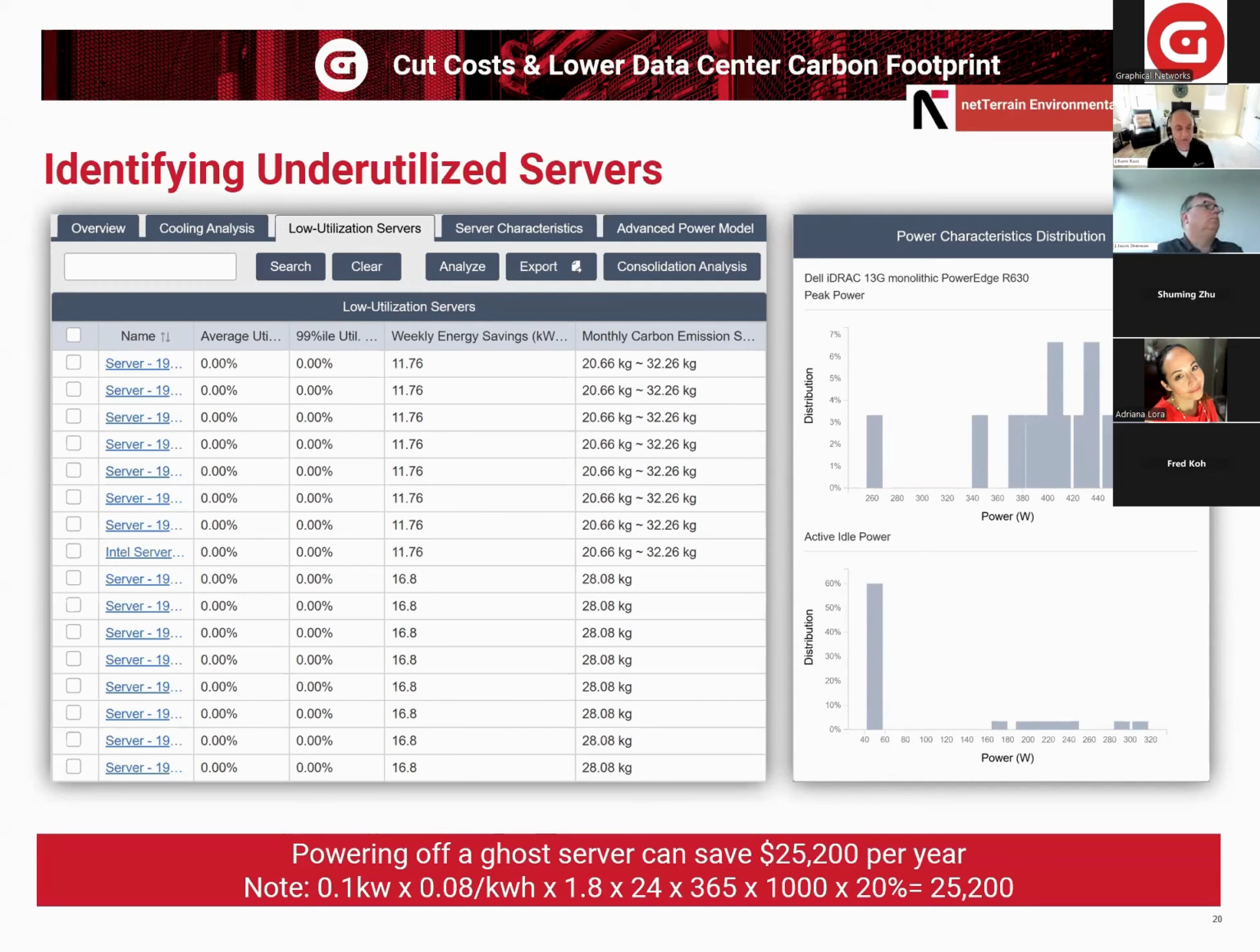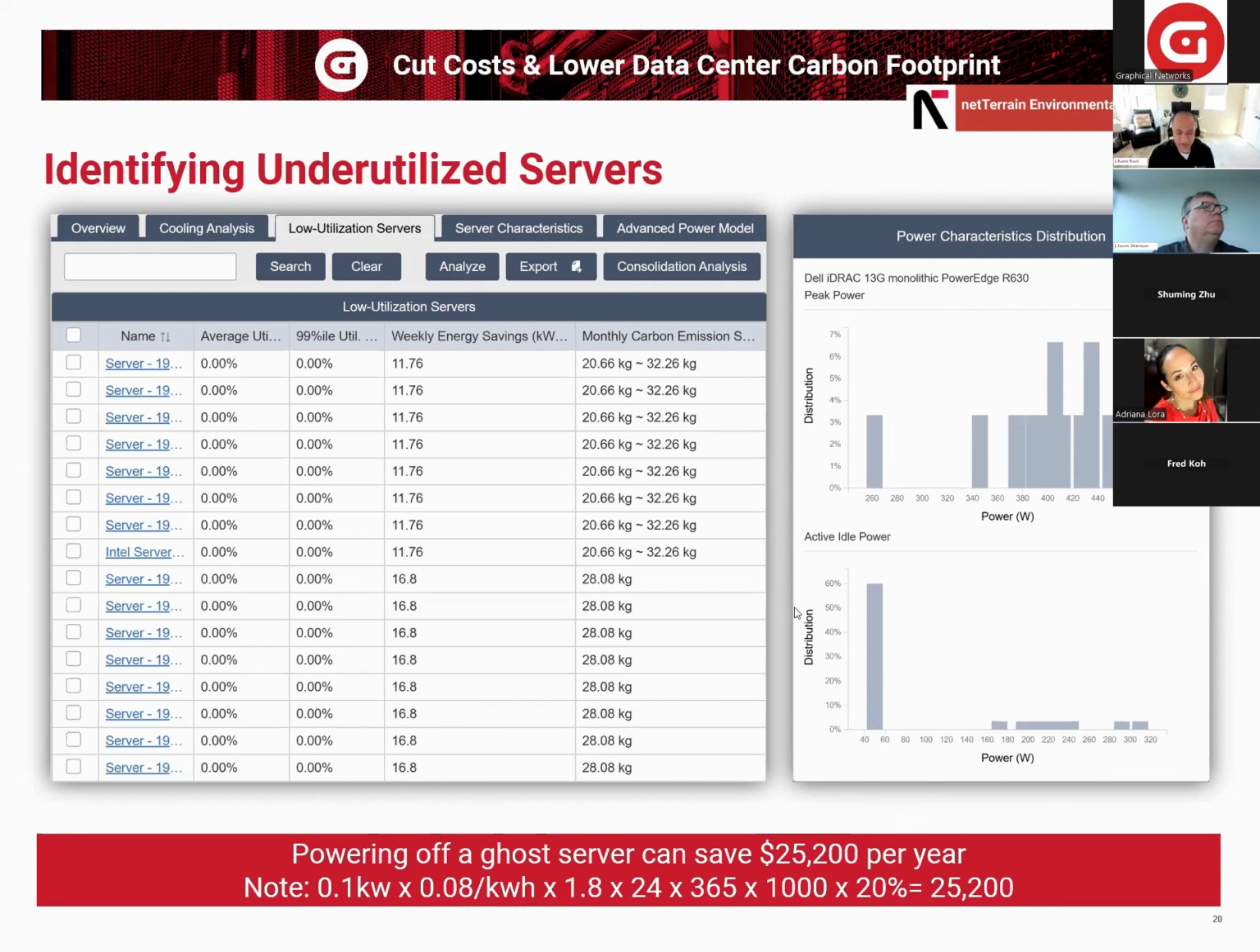So DCM is able, without any additional agents that have to be run on the system, to detect those and tell you how much power they're consuming, even though they're idle and not running any work, and how much carbon emissions you would save if you either shut down or consolidate those systems accordingly. And you can also, as you see here on the right, create power characteristics for different server models. And from there, you can identify which servers are running more than others and make some decisions that way.